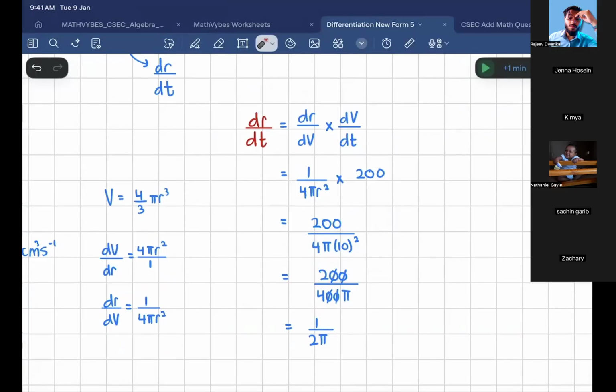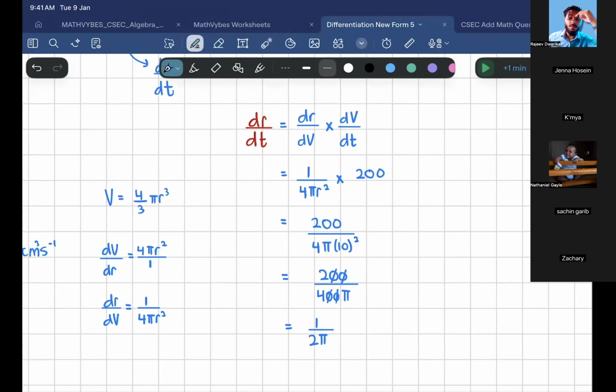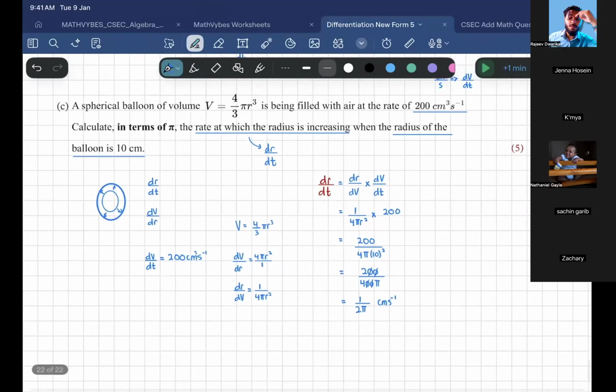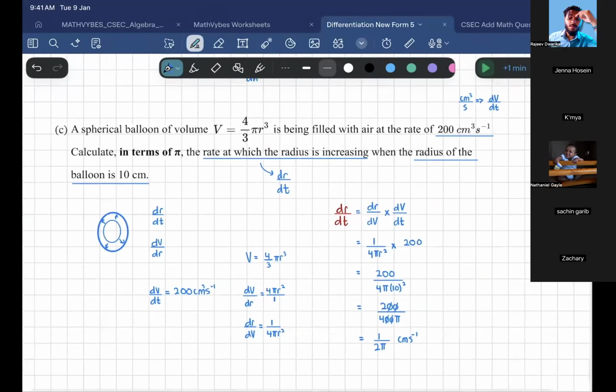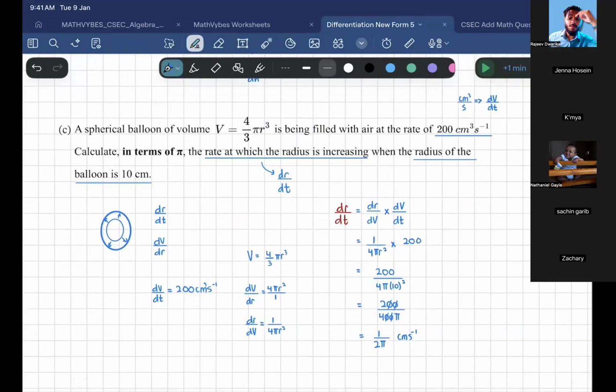We need to put the units. So Nathaniel, the units are radius over time, right? So what's the units for radius? Centimeter. So it's gonna be centimeters per second. All right, so Jenna, talk to me. If there's anything here you didn't fully understand, let me know.